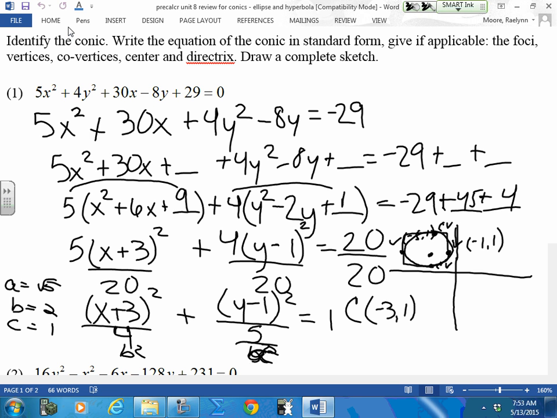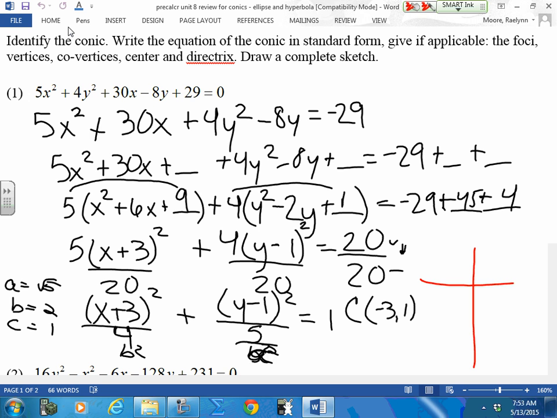So then let's work on your center. I'm just going to erase this part and we'll start this piece again. Everybody okay so far? All right, center is -3, 1. Make a translated axis. This will help you out. If it has an x squared and a y squared and a plus sign, that's an ellipse. An x squared and a y squared and a minus sign, hyperbola.